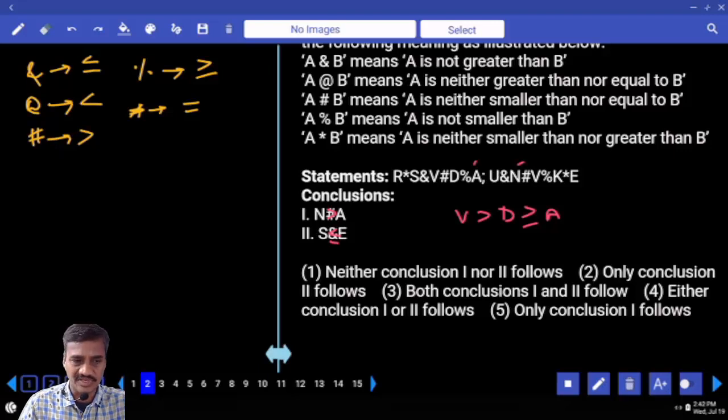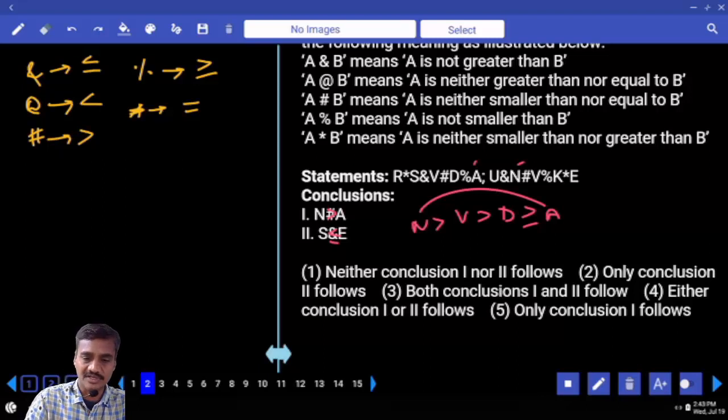Now N to V, N hash. Hash means N greater than V. N greater than V greater than, and so on. N greater than A is definitely true. N greater than A definitely.